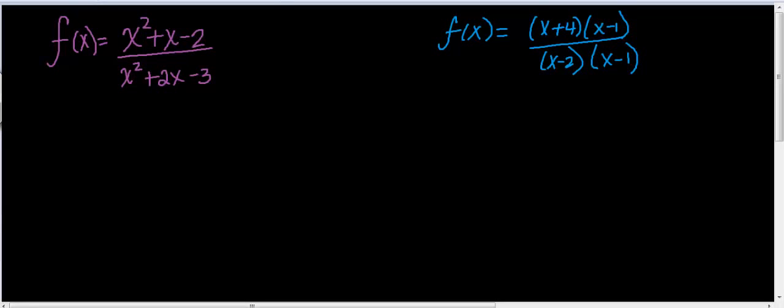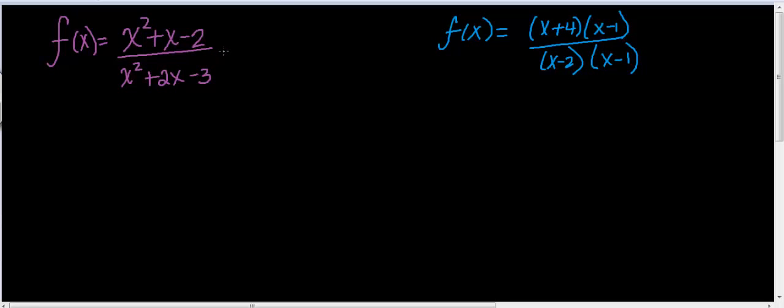Here's the second example for finding x-intercepts. I have one example that is not factored, and I have one that is factored. Some people, when they work with rational functions, will start factoring as soon as they start working with it. They will just start factoring just to have it set up for what they need to look for later on.